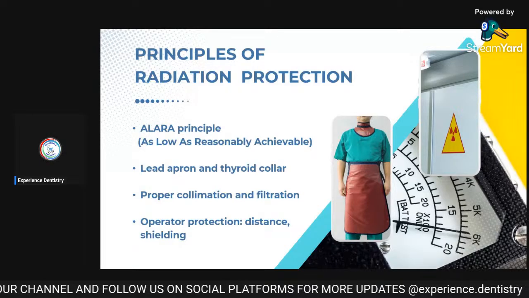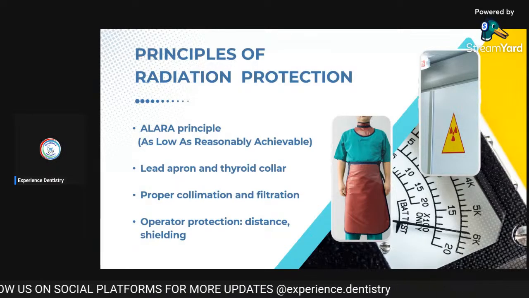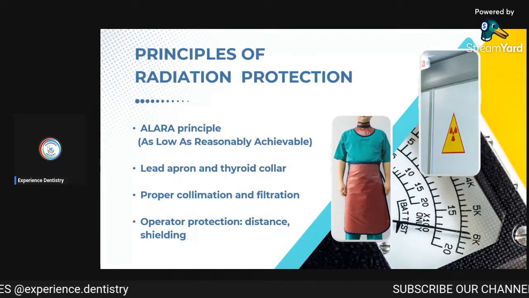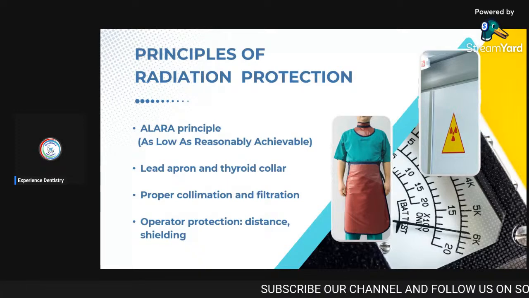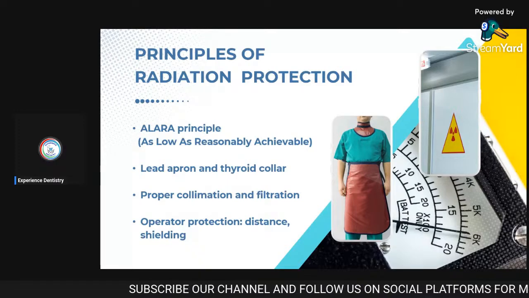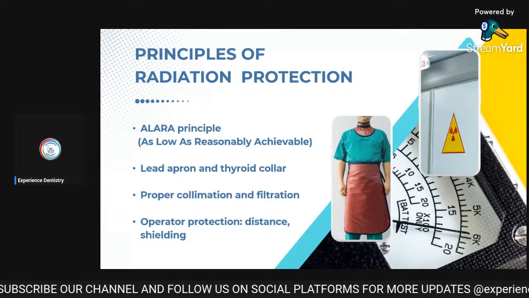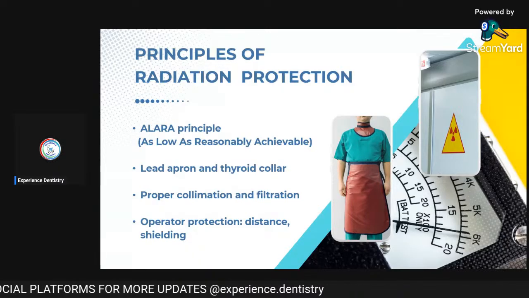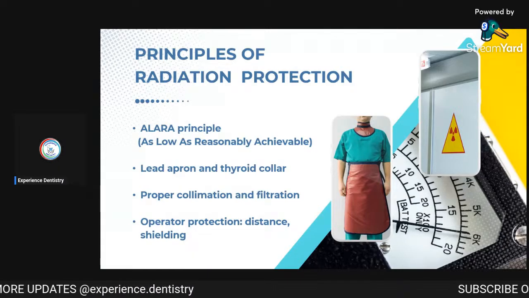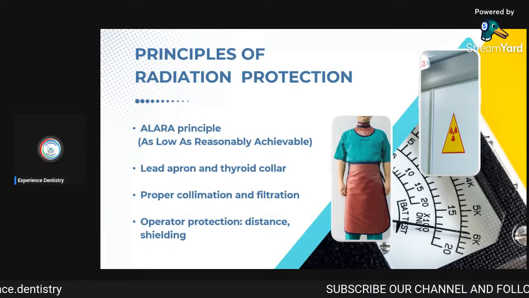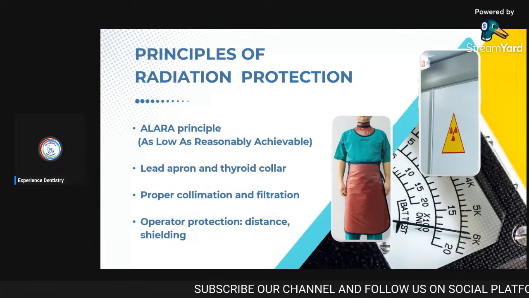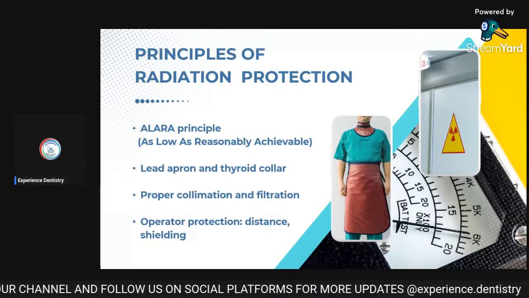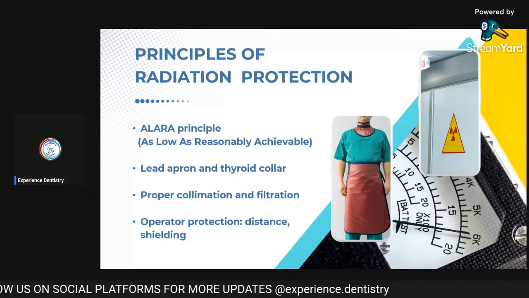Now, this is a very important concept, the principle of radiation protection. It should be taught, and it is also taught, to be honest, and it should be on your tips as well. What is basically the ALARA principle? You might have read about it. The ALARA principle is basically as low as reasonably achievable. So you need to keep the radiation as low as you can. For that purpose, you need to wear a lead apron and thyroid collar. Why have I mentioned lead apron and thyroid collar here? Because these two basically prevent harmful rays of X-rays from reaching your body organs.